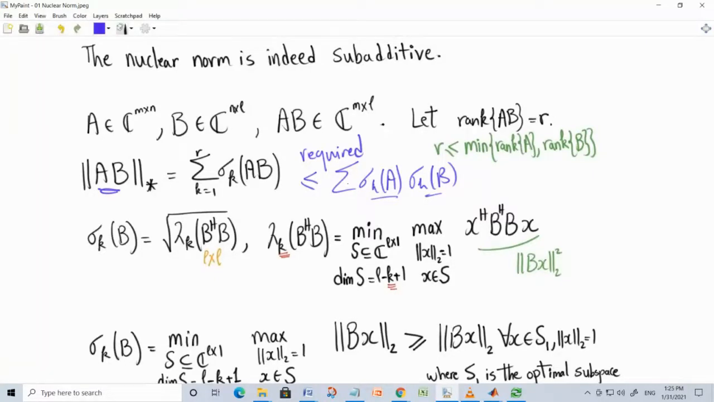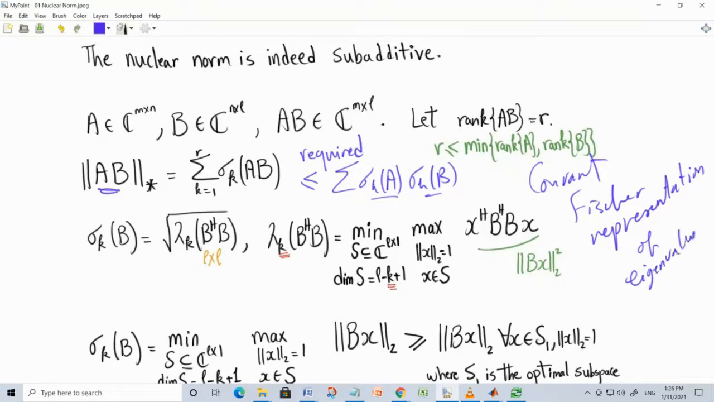It's a sum over all singular values. So our friend here is the Courant-Fisher representation of eigenvalues, which is a very nice theorem, and you'll find its proof in the notes on eigenanalysis of eigenvalues. Okay, so basically the idea here is to represent eigenvalues.